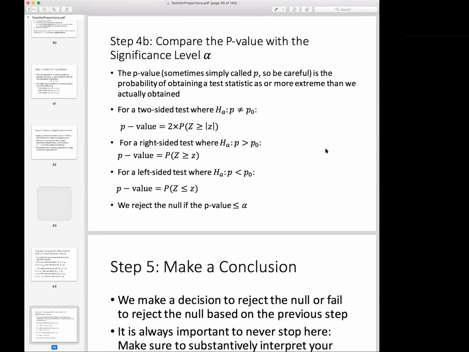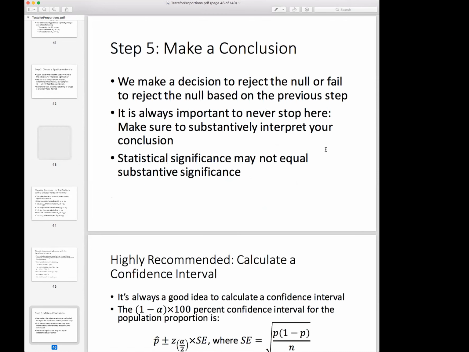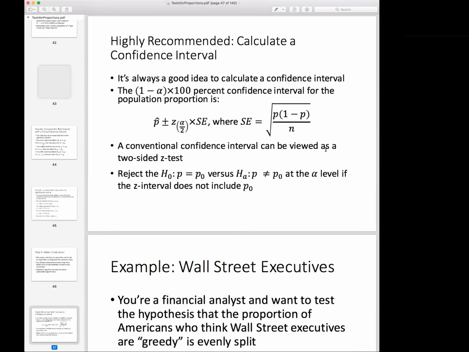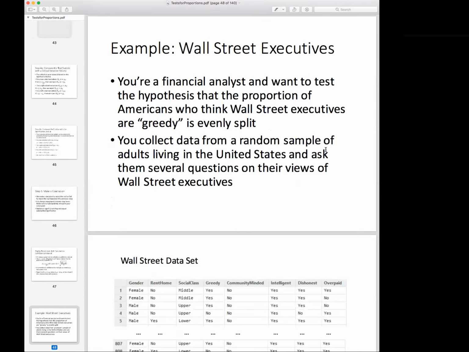So we can either compare the test statistic and critical value, or we can compute a p-value. And then we'll make a conclusion. So what's highly recommended is also, in addition, to calculate a confidence interval as well, not only to run a hypothesis test, but also to run a confidence interval, just to have that additional format.